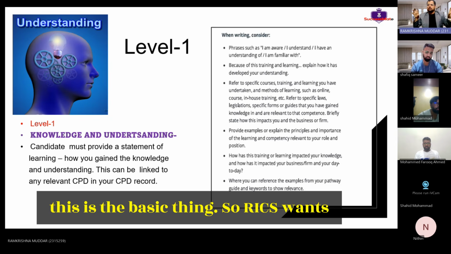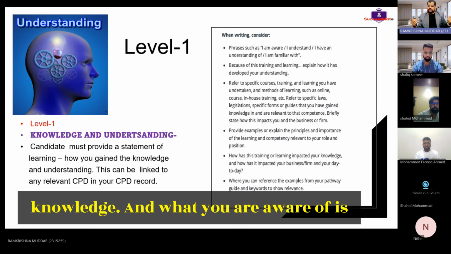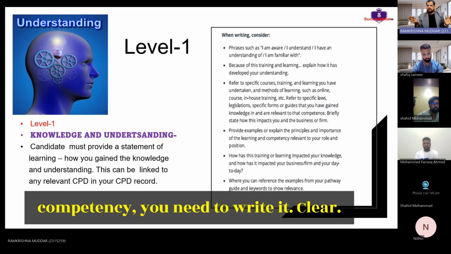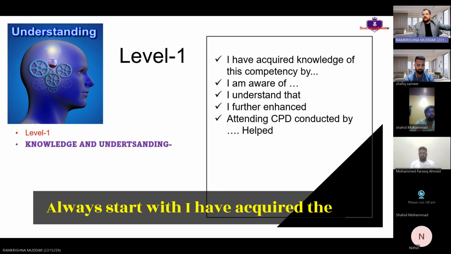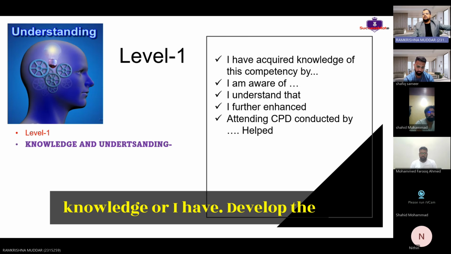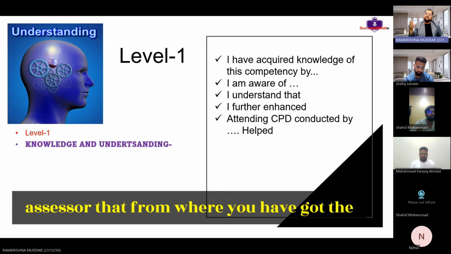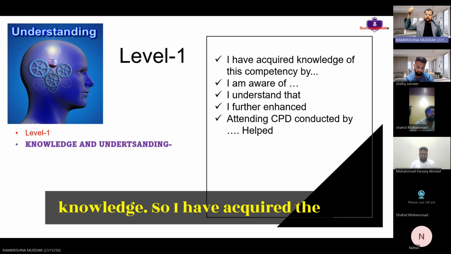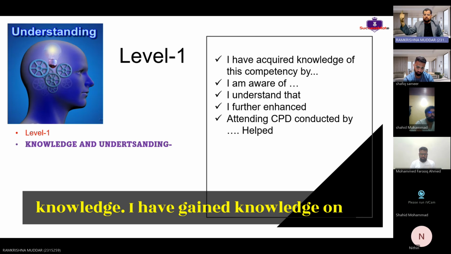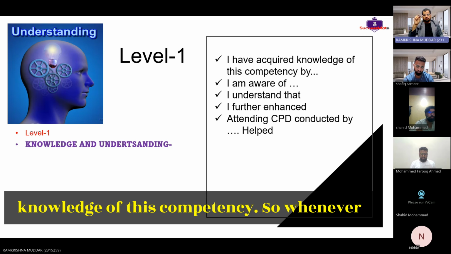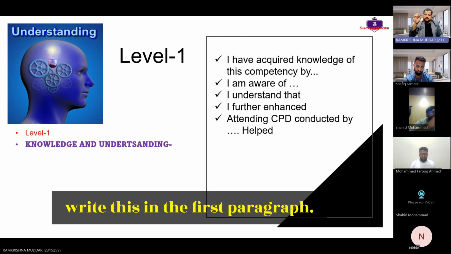RICS wants to know from where you got this knowledge and what you are aware of in this competency. Always start with I have acquired the knowledge or I have developed the knowledge. First you need to tell the assessor where you got the knowledge. So I have acquired, gained, or developed knowledge on this competency. Whenever you are writing level 1, you need to write this in the first paragraph.